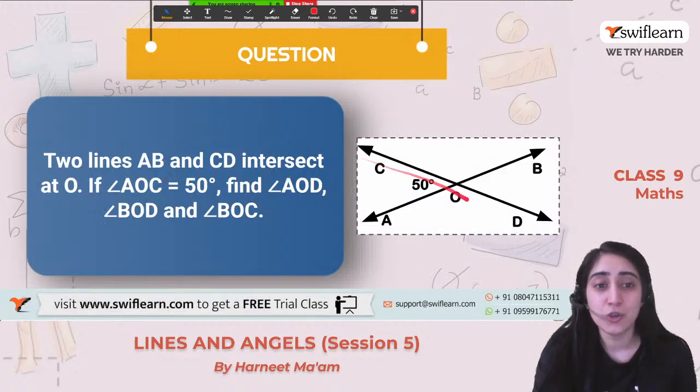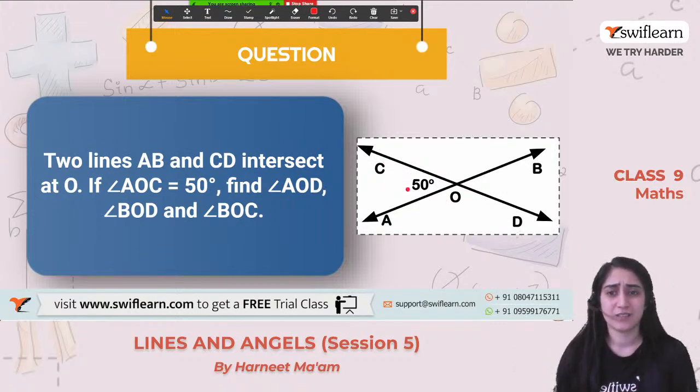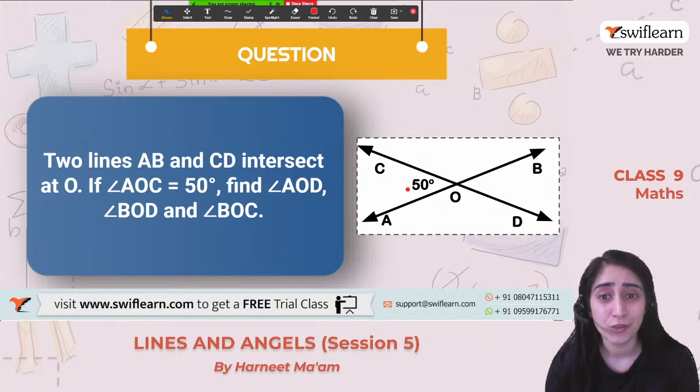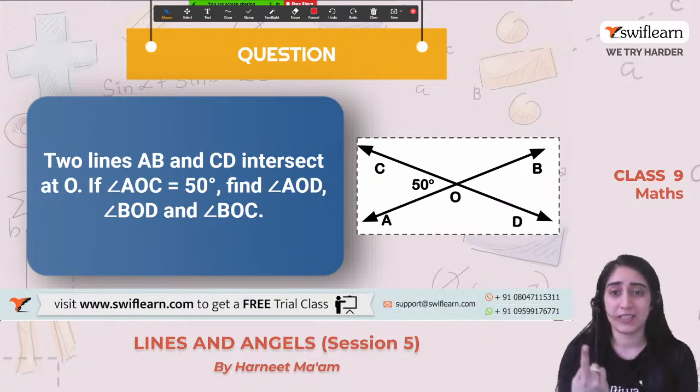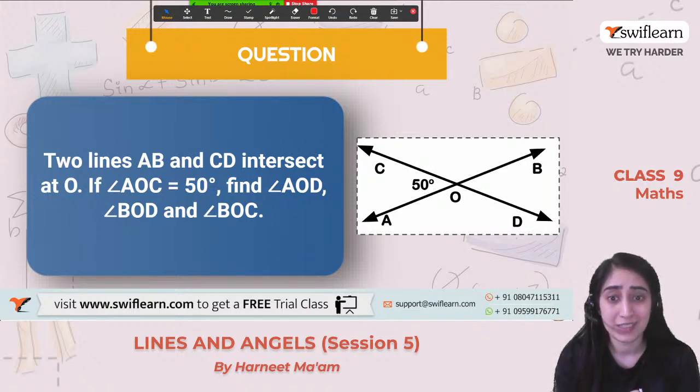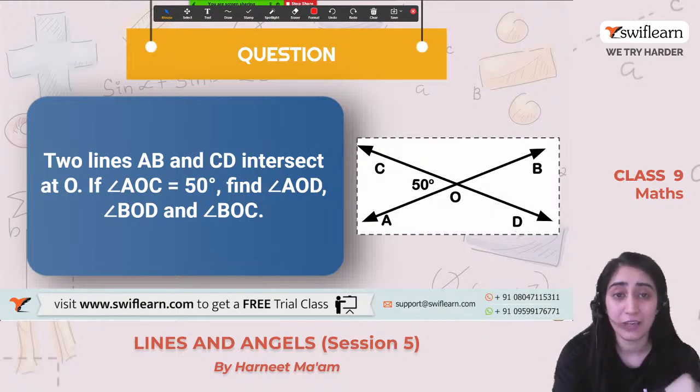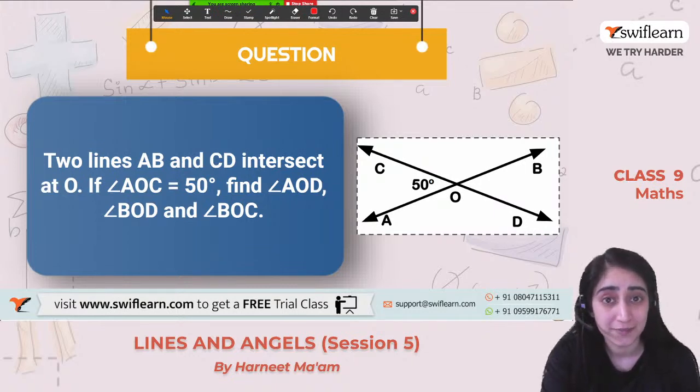It says, two lines AB and CD intersect at point O. And it's given angle AOC is equal to 50 degrees. We have to find all the rest of the angles. Now, what to do? Okay, it's given to us, they're intersecting. All right. Nothing can we find out. They're intersecting. What does that mean? And one angle is given. So from this, are we able to find out the other angles or not?